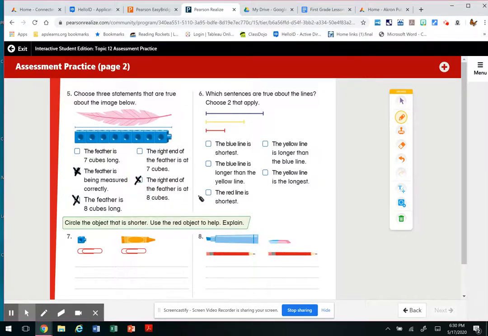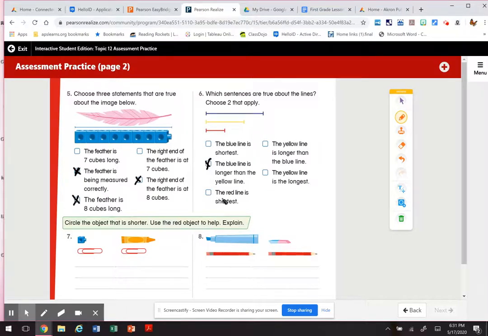Let's move over to number 6. Number 6 says, which sentences are true about the lines? Choose 2 that apply. So we have a blue line that is long, a yellow line that is not as long as the blue line, and then we have a short red line. The blue line is the shortest. That's not true. We just said the blue line is longest. This one says the blue line is longer than the yellow line. That's true. So that's 1. They said we could choose 2.